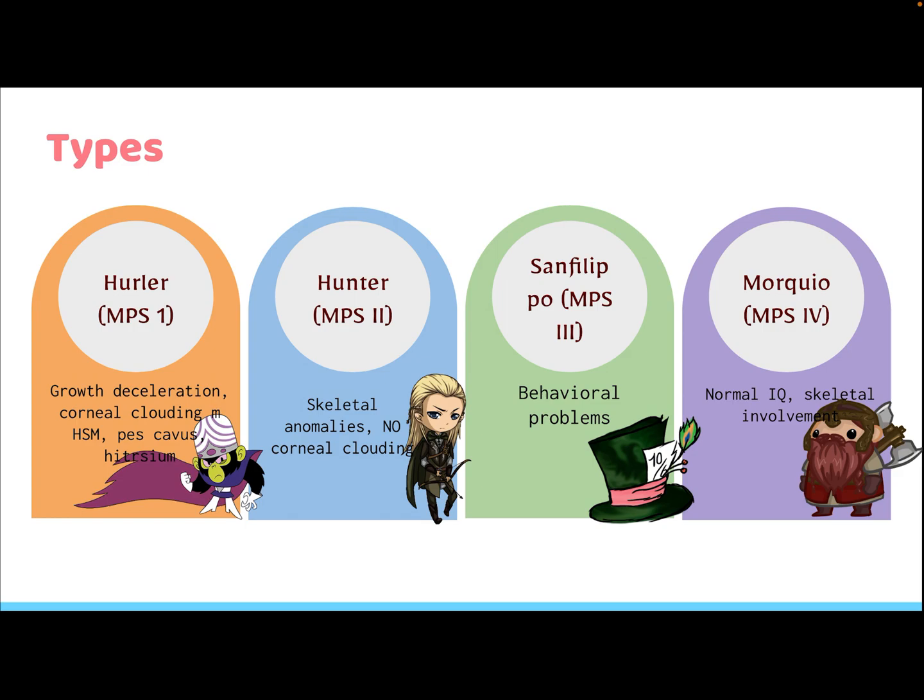The most distinctive thing about this type of mucopolysaccharidosis is the behavioral problems, and that's why I put the character of the Mad Hatter, who has very interesting personalities. So remember, it is with behavioral problems. The last type is Morquio, type 4. I put a picture of a dwarf because they are short and wider, so skeletal involvement, and they have a normal IQ as well.